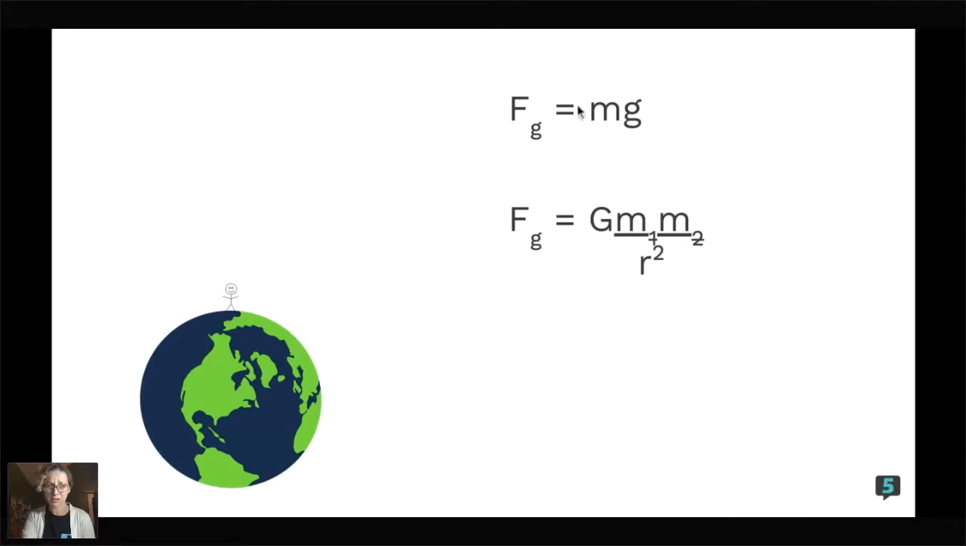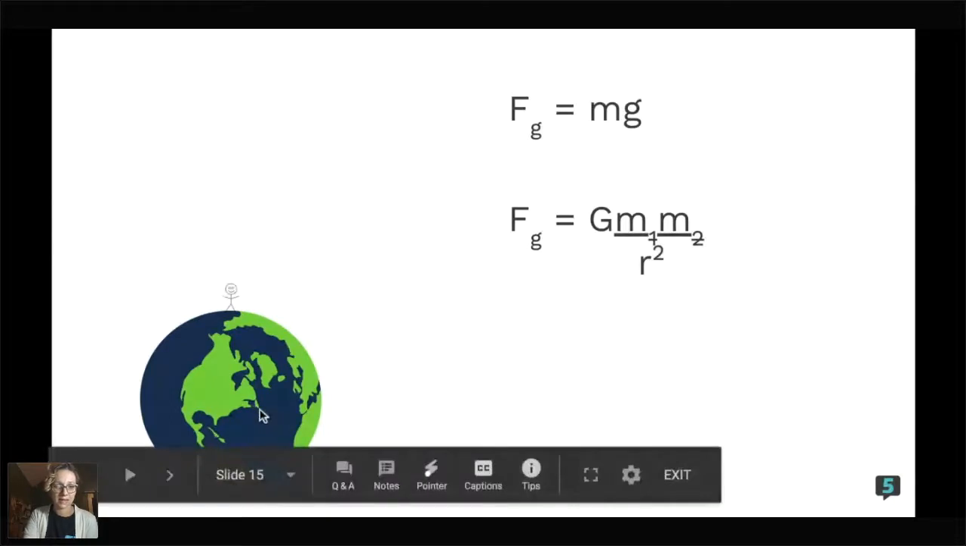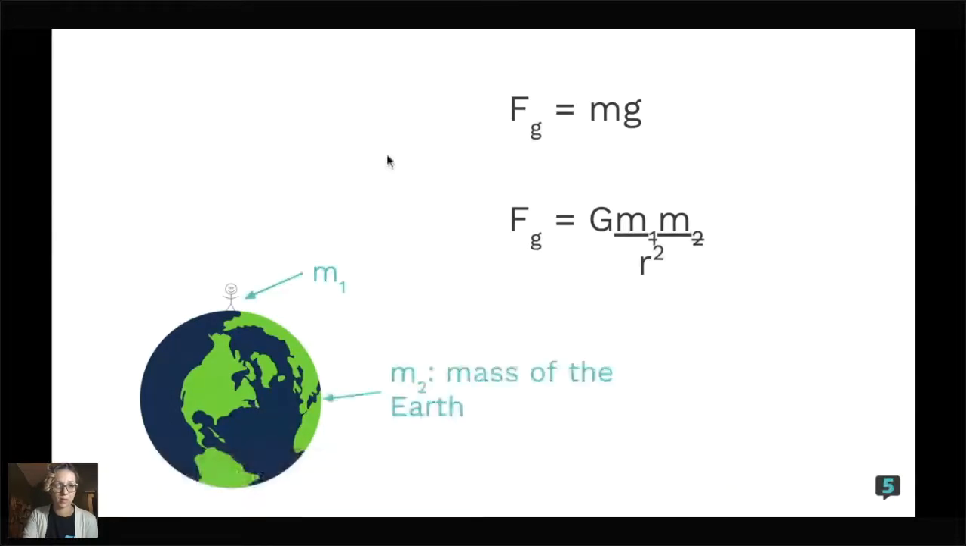So we have here our two equations for the force of gravity. We have the more familiar Fg equals mg, the small g meaning 9.8. And then we have Fg equals big G, so the 6.67 times 10 to the minus 11, times the two masses divided by the distance between them squared. And so let's say that our two masses are a person and the Earth. So we'll call the person m1. The Earth will be m2.